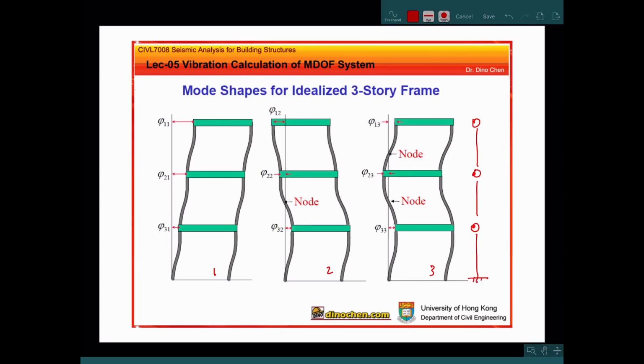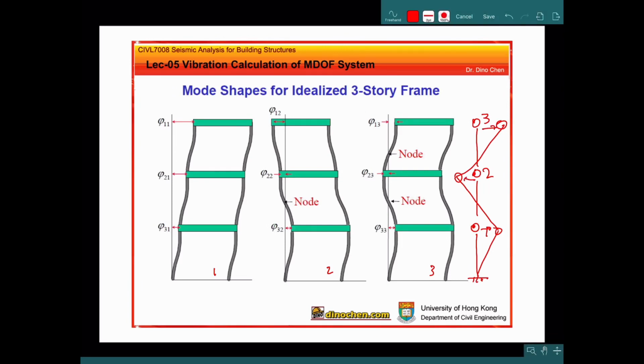The displacement, we have 2 methods to describe this displacement. We can use the coordinate displacement. For example, this is 0.3, 0.2, and 0.1. Each node has the horizontal displacement, so we can describe the displacement for the real time.